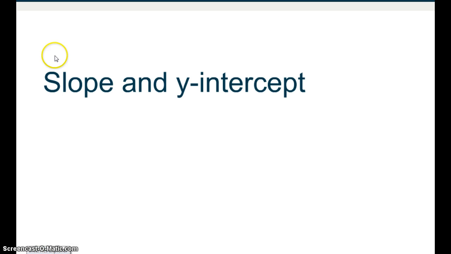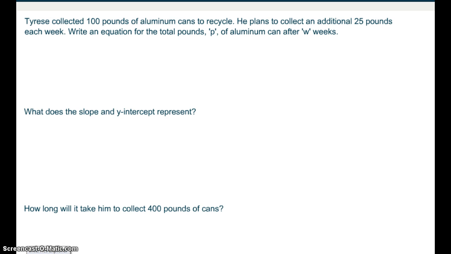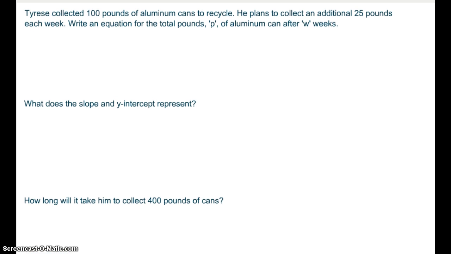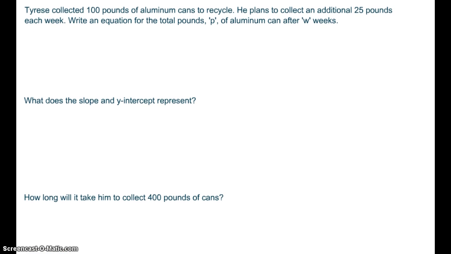Slope and y-intercept. Write down the following situation. Tyrese collected 100 pounds of aluminum cans to recycle. He plans to collect an additional 25 pounds each week. Write an equation for the total pounds P of aluminum cans after W weeks. Alright, in this situation, I want you to write an equation.